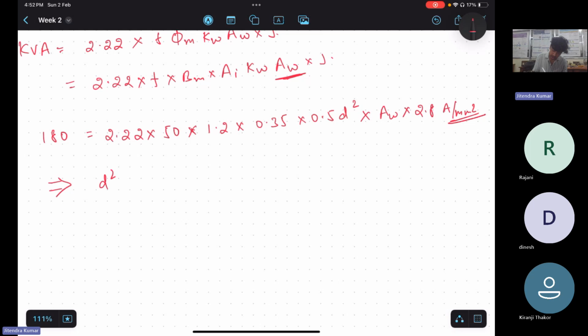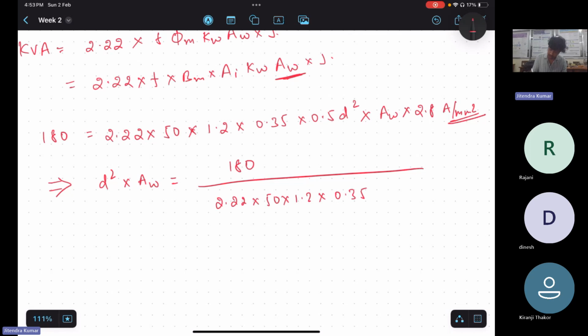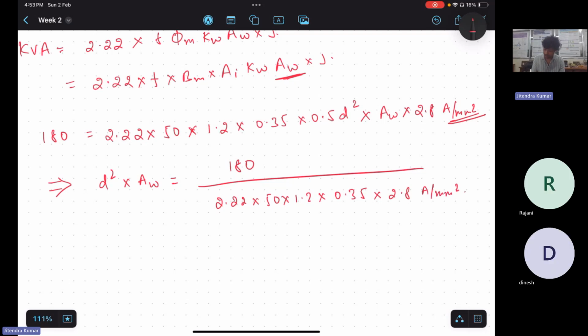So d square into AW is equal to 180 divided by 2.22 into 50 into 1.2 into 0.35 into 2.8 ampere per mm square. This is not the unit of the entire thing, this is just the unit of J. So we can calculate this parameter, right?